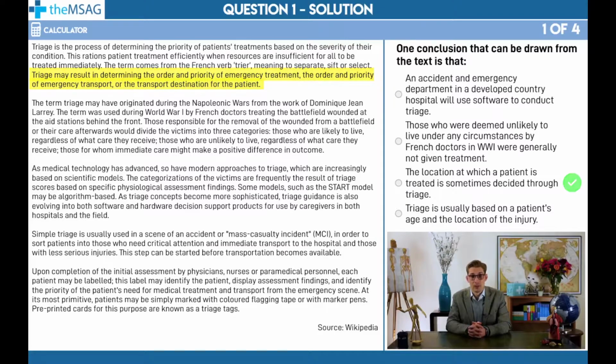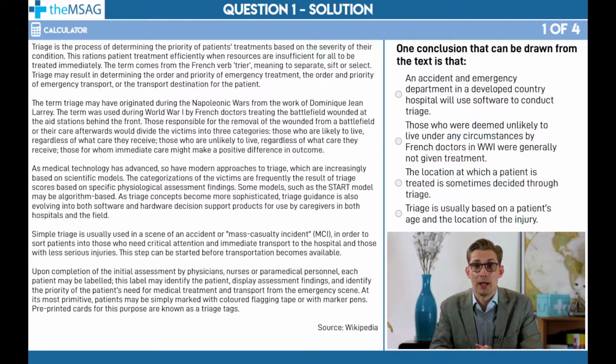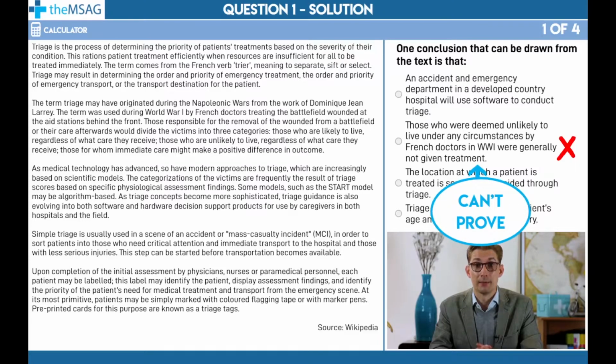For the other answers, option A states that accident and emergency department in a developed country hospital will use software to conduct triage. This is a reasonable assumption, but it is not stated in the text. We know nothing from the text about procedures in a developed country. Option B said that those who are deemed unlikely to live under any circumstances by French doctors in World War I were generally not given treatment. We only know from the text that wounded soldiers were categorised using triage, not that those deemed unlikely to live were not given treatment. Though you might assume they were not given treatment, you cannot prove it from the text.